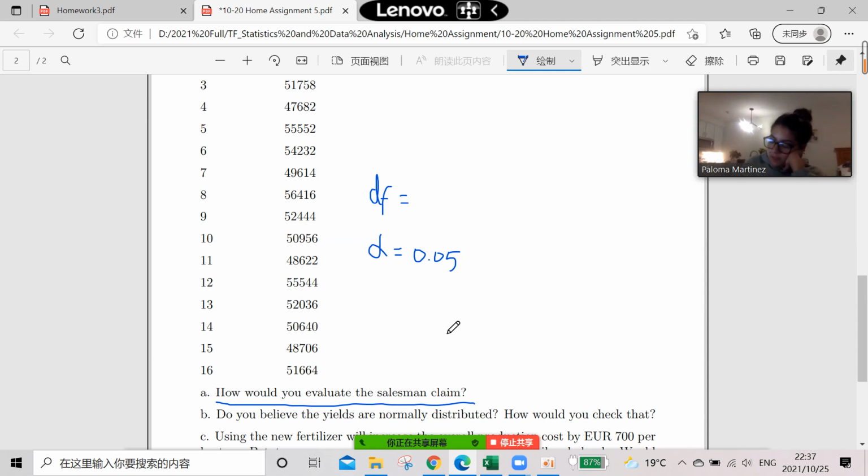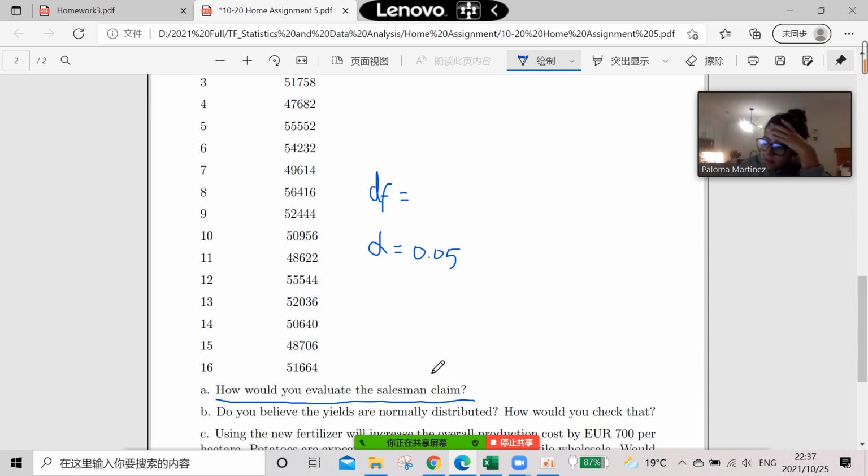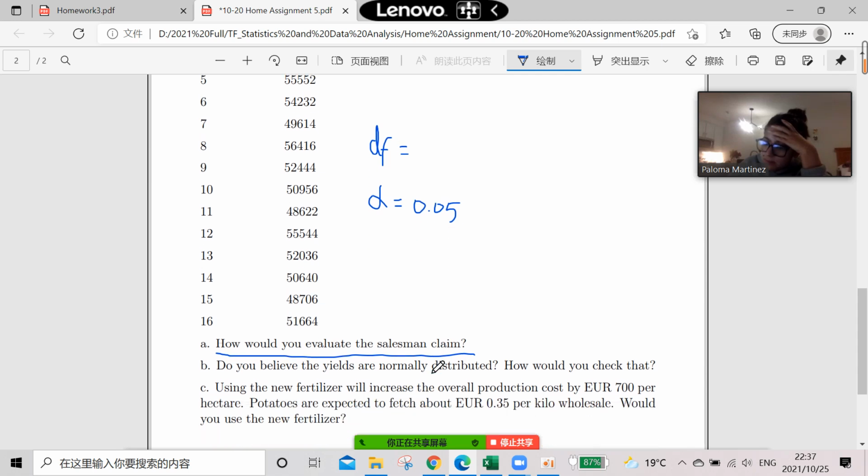Are you doing it, Olivia? My brain is not functioning. Okay, that's fine. I had a question on 2B. Yes. I'm not sure how to proceed with checking if they're normally distributed. Yeah, that's a tough one.